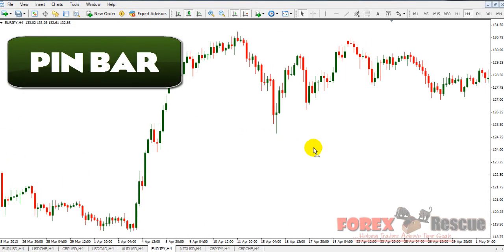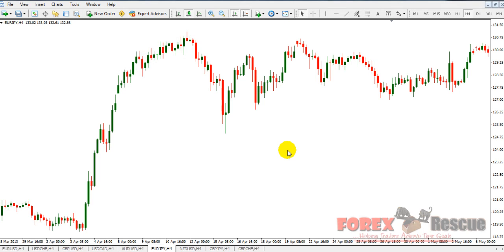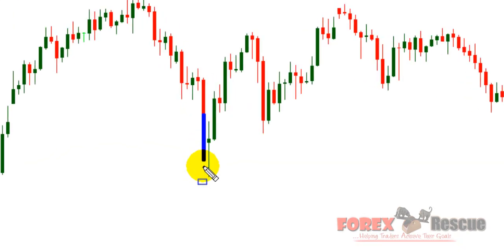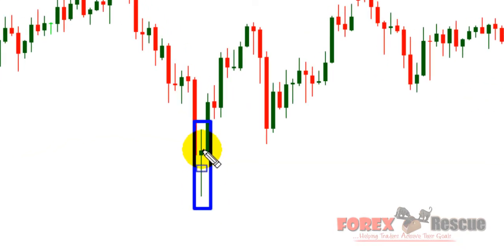Now if you look at this chart very well, like I told you earlier, in the case of a pin bar, the body of the candle is small compared to the handle, or compared to the thread. Now if you look at this candle very well, this is a pin bar. You can see the body is small compared to the thread, so this is classified as a pin bar. We only want to be trading this pin bar in the direction of the trend.